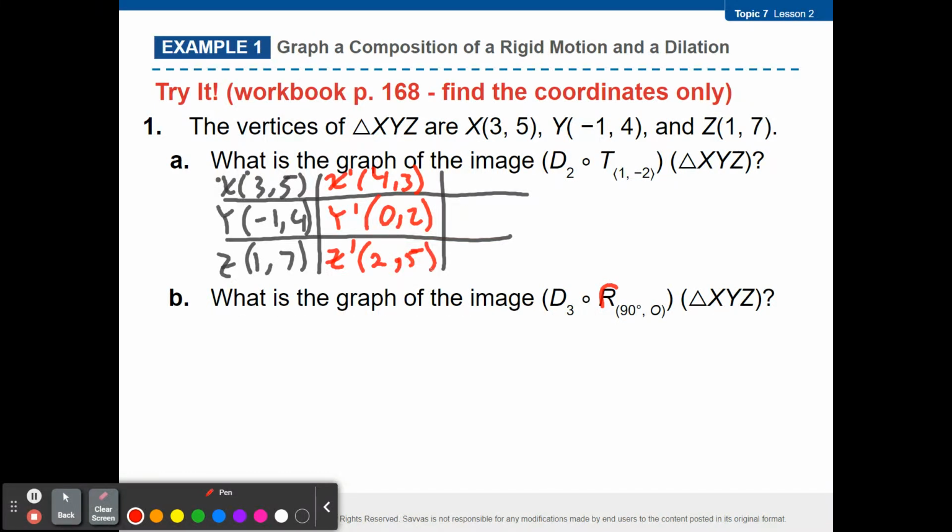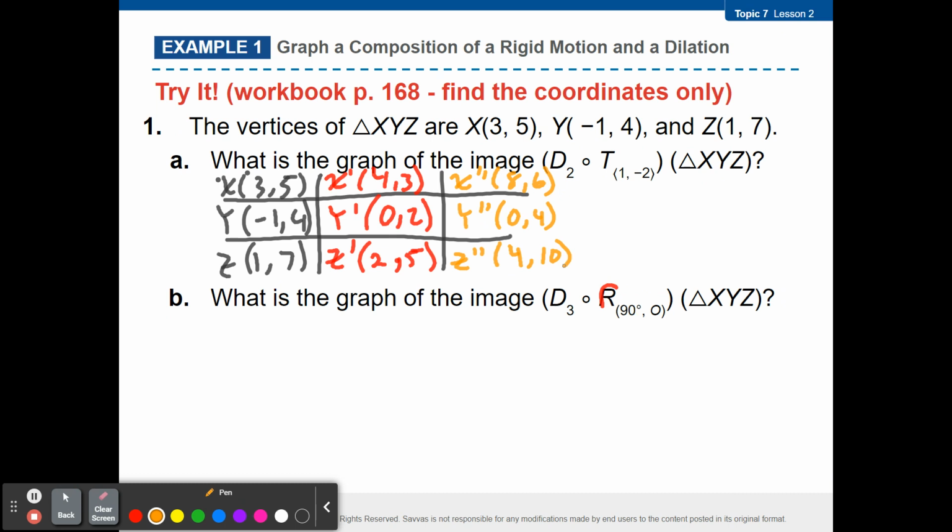All right, next we do dilation with a scale factor of 2. What do we do with that? That's from yesterday. Someone tell me. Yeah, multiply by 2. So we're going to have here x double prime is going to be (8, 6). y double prime is going to be (0, 4). And then z double prime is going to be (4, 10). Okay?